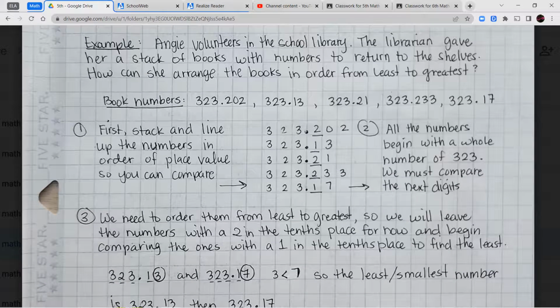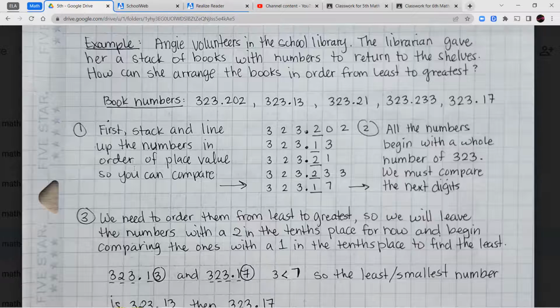It says Angie volunteers in the school library. The librarian gave her a stack of books with numbers to return to the shelves. How can she arrange the books in order from least to greatest? So the book numbers we have listed across here, 323 and 202 thousandths, 323 and 13 hundredths, 323 and 21 hundredths, 323 and 233 thousandths, and 323 and 17 hundredths.